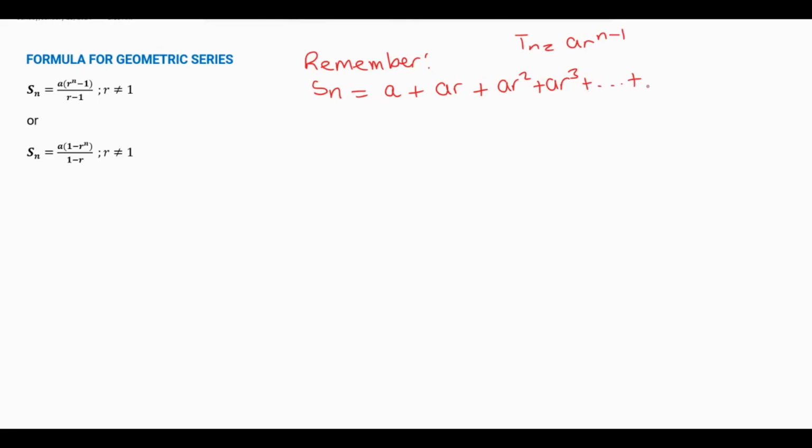Let's just put the last three. So the third last term will be ar to the power n minus 3. The second last term will be ar to the power n minus 2. Then the last term will be ar to the power n minus 1.